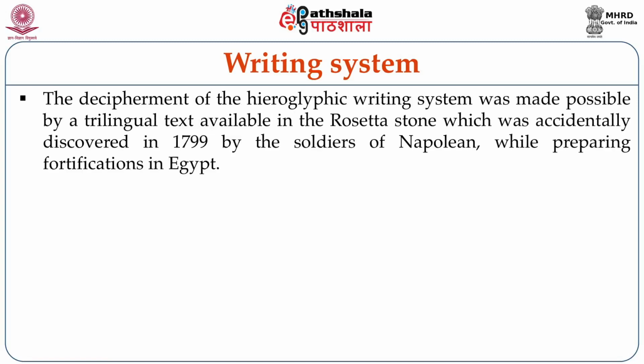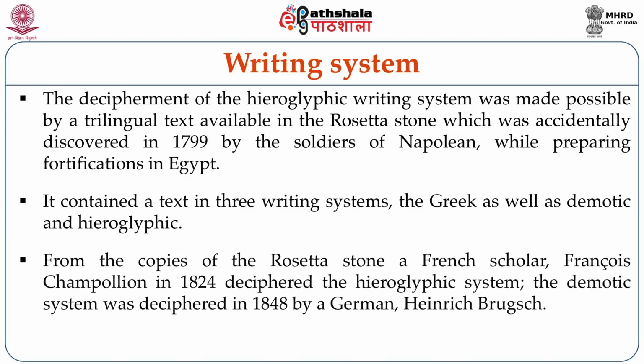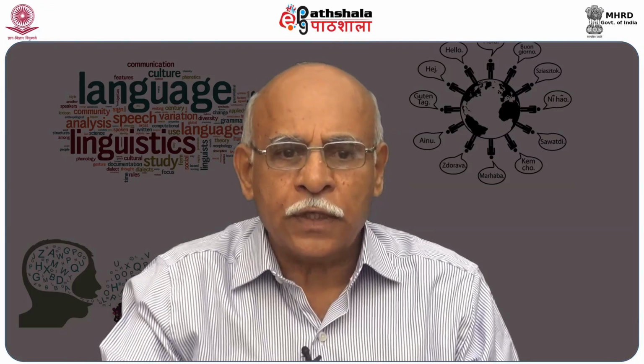The decipherment of the hieroglyphic writing system was made possible by a trilingual text available in the Rosetta Stone, which was accidentally discovered in 1799 by the soldiers of Napoleon while preparing fortifications in Egypt. It contained a text in three writing systems, the Greek as well as demotic and hieroglyphic. From the copies of the Rosetta Stone, a French scholar, Champollion, in 1824 deciphered the hieroglyphic system. The demotic system was deciphered in 1848 by a German, Heinrich Brugsch. The Rosetta Stone itself was taken to England in 1802 and is preserved now in the British Museum.